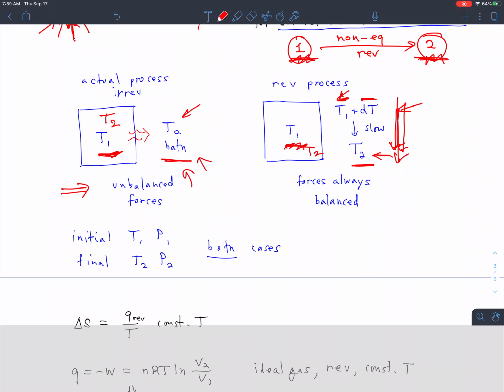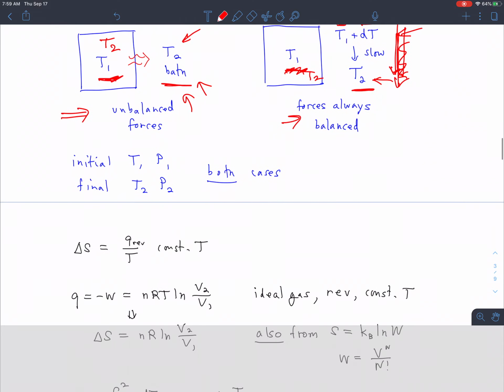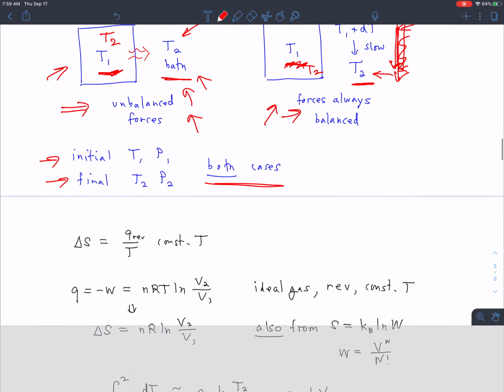But what's going on out in the surroundings isn't what really happened. We imagine it happened out in the surroundings so that we can get forces balanced at all points and therefore get a reversible process. And that's the way we calculate the entropy change, but that isn't what actually happened. Yeah, so the initial temperature is T1 and P1, the final temperature is T2 and P2, whatever that P2 is. I didn't talk about P up here, but there was a pressure, of course. For both cases, both for this true irreversible process and also for this artificial reversible process that we use to calculate the entropy.